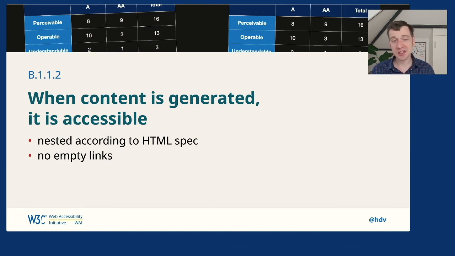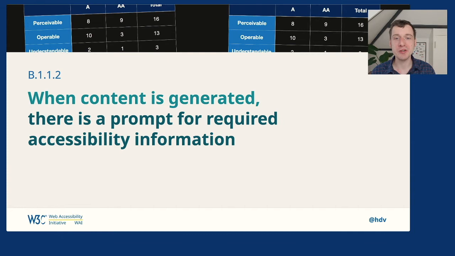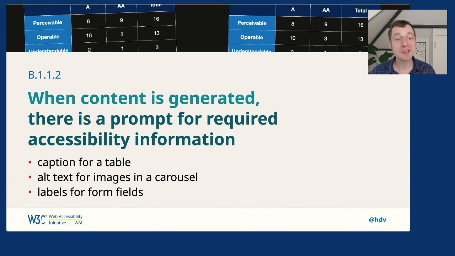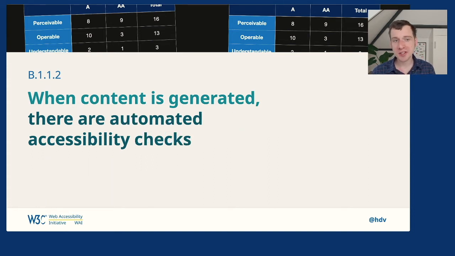Sometimes to make content accessible, you need some more information. So maybe you need to prompt the user for required accessibility information, like a caption for a table, an alternative text for an image or for video. Those sorts of things you would need to prompt for if you know that could cause an accessibility problem, and you rely on the content editor to provide the information. You'll need to prompt for it. So captions for tables, alt text for images, and labels for form fields are just some examples of things that you could prompt for. Or when content is generated, maybe there could be automated accessibility checks.